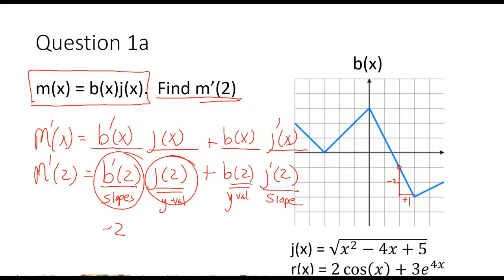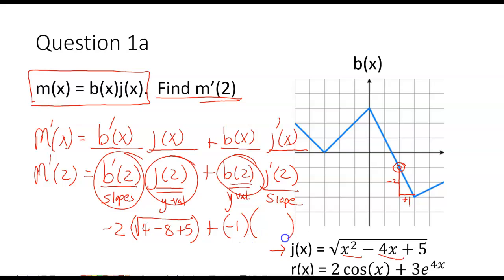J of 2, that would be this function right here. So I need to plug 2 into that function. So let's do that. If I plug in 2 here, I get 4. If I plug in 2 here, I get 8. And then plus 5. All right. Continue. B of 2, that's the y value on my graph of b at x equals 2. And so that y value at that point is negative 1. And we also need to find j prime of 2.